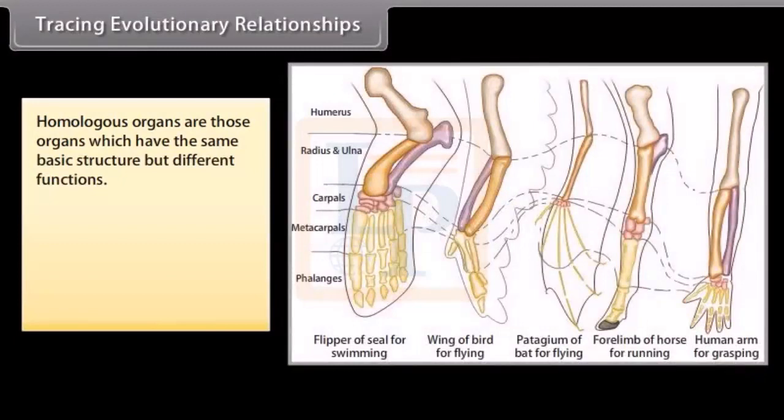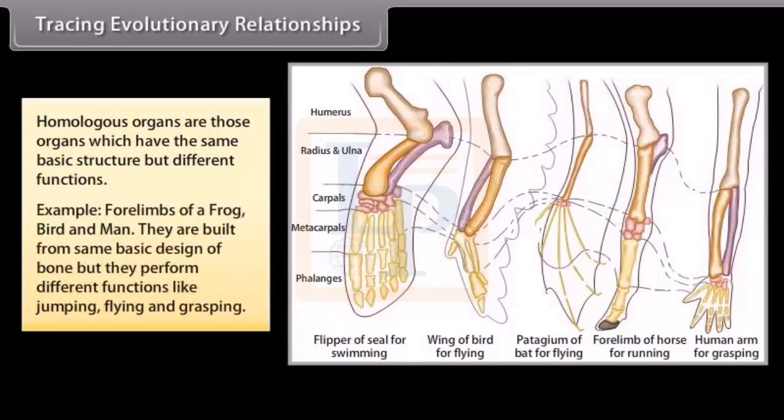Homologous organs are those organs which have the same basic structure but different functions. Example, forelimbs of a frog, bird and man. They are built from the same basic design of bone, but they perform different functions like jumping, flying and grasping.